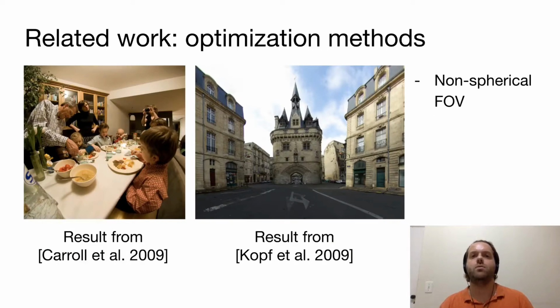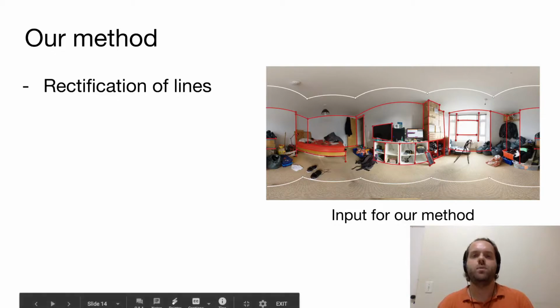Another class of methods tries to find new positions for a grid on the sphere in a way to minimize distortions. Though they can produce very good results in a variety of scenarios, they are not designed to be applied to the full spherical field of view. We propose a method that overcomes the limitations presented by previous methods.